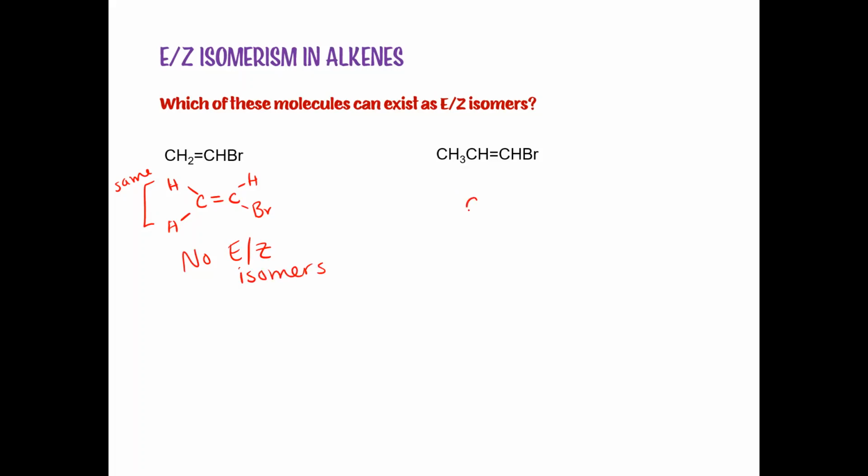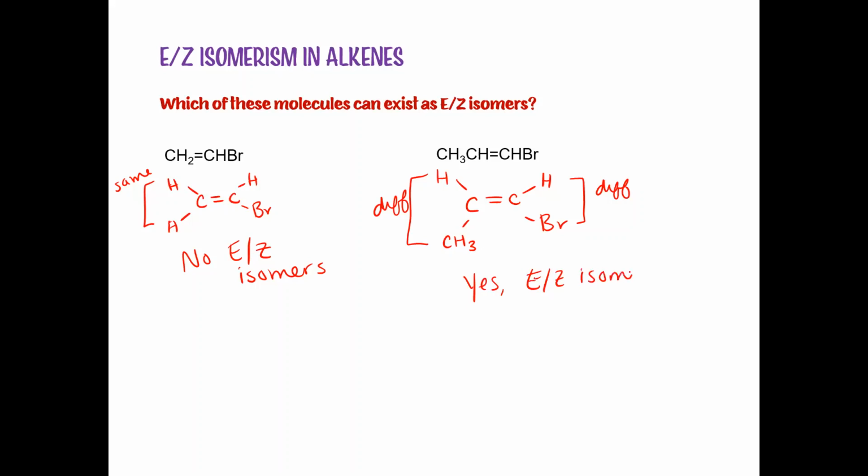This one, let's write it out. So we have an H on one side, CH3 on the other, and an H and a Br on the other. These two on the first carbon are different. The ones on the second carbon are different from each other. So yes, EZ isomerism exists with this one.